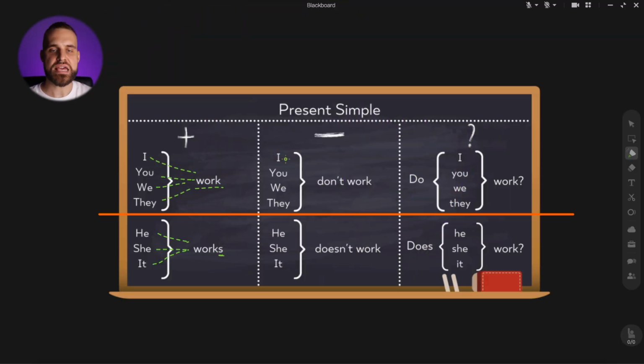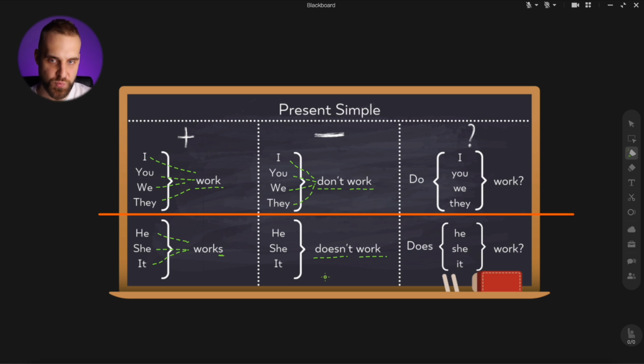Now let's talk about negative sentences. Again, we divide them into 2 groups. With I, you, we, they, we use don't plus base verb. I don't work. You don't work. We don't work. They don't work. With he, she, it, we use doesn't plus base verb.